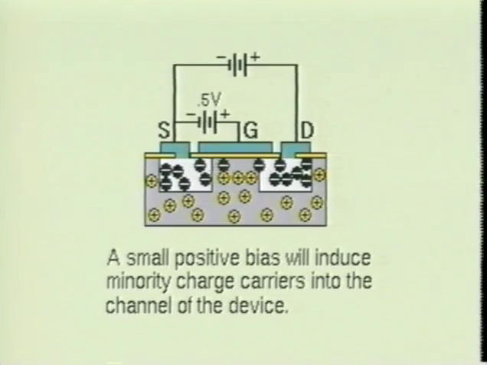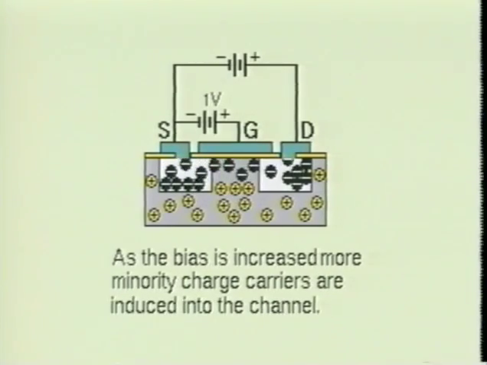When the gate terminal is made positive with respect to the source terminal, negative charge carriers will be induced into the channel between the drain and source. As the positive bias on the gate is increased, more negative charge carriers will be induced into the channel. These induced charge carriers will actually be minority charge carriers within the semiconductor material. These charge carriers will be attracted to the positive voltage being applied to the gate terminal and will form a channel across the surface of the insulated material beneath the gate plate. The higher the bias voltage applied to the gate, the wider this channel of minority charge carriers will become.